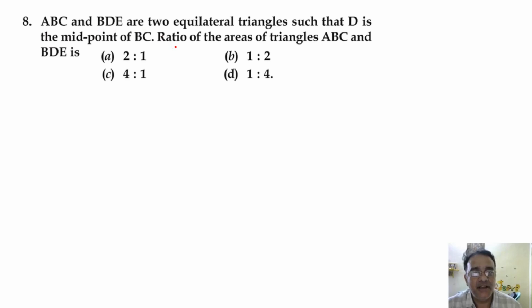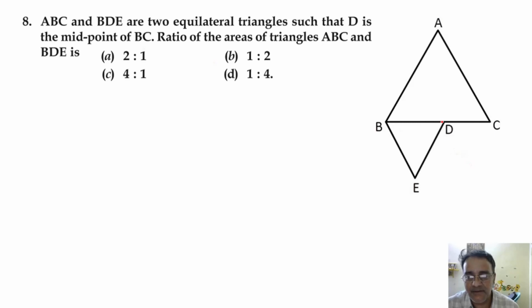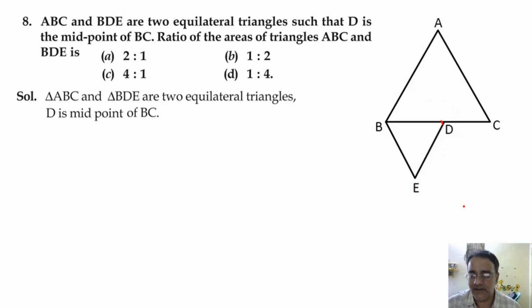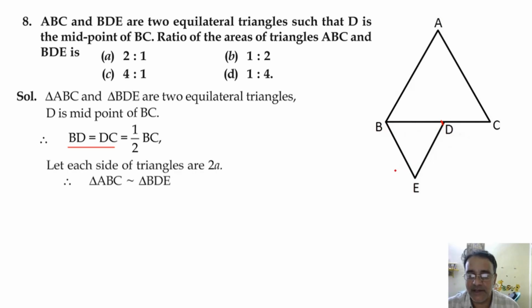ABC and BDE are two equilateral triangles such that D is the midpoint of BC. See this figure? D is the midpoint of BC, and the ratio of the areas of triangles ABC and BDE is dash. So first of all, these two triangles are equilateral triangles. We know that all equilateral triangles are similar, and D is the midpoint of BC. So BD is equal to DC is equal to half of BC. So BD upon BC is 1 by 2.